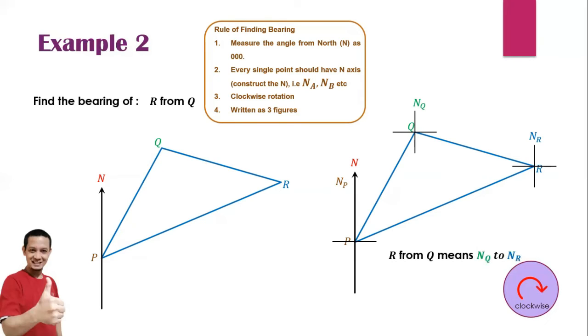Okay, students. R from Q means from north Q to north R or line R. Is it clear? Okay, this is the information for the angle. Okay, start now. How to answer this question? Find the bearing of R from Q. Okay, students, we have to start from this point. Okay, clear?